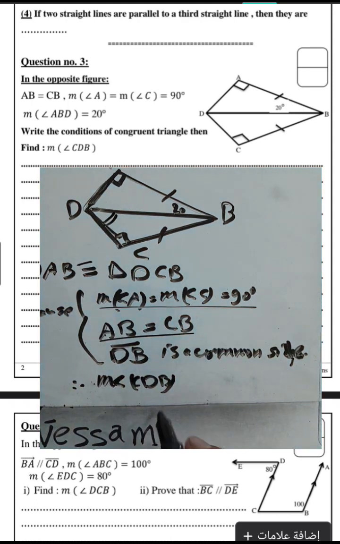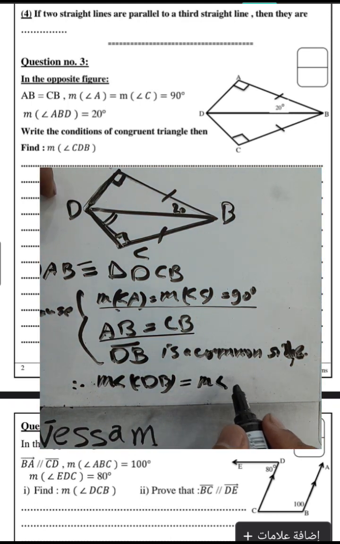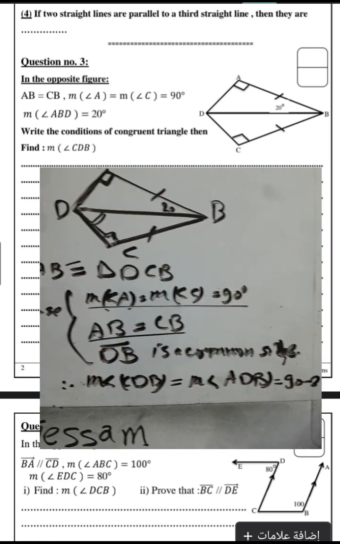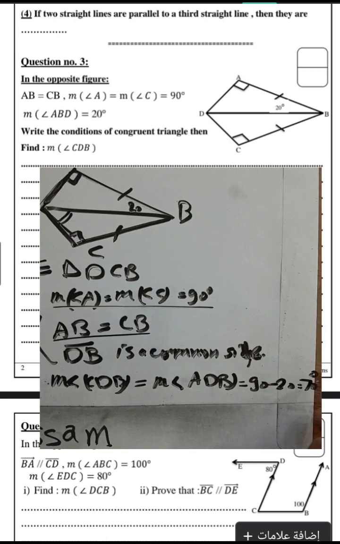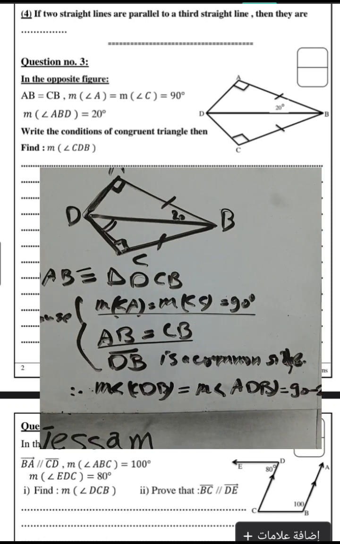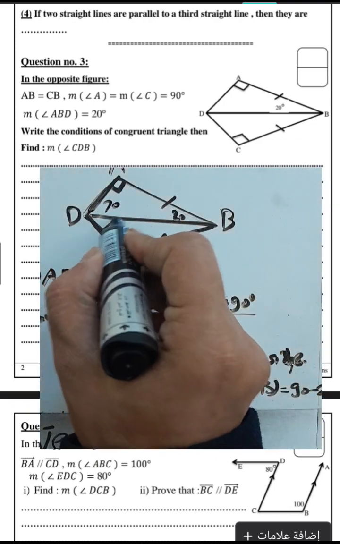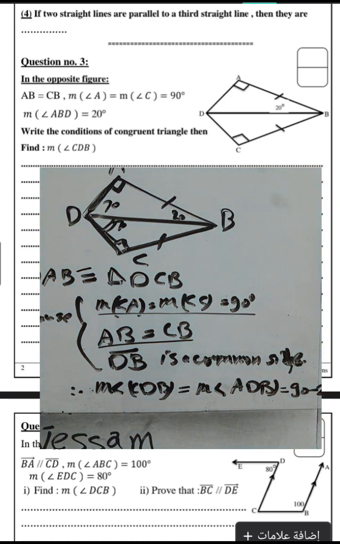We can find this angle. It will be equal to the measure of angle ADB, which equals 90 subtract 20, equal to 70 degrees. The result here will be 70 degrees, because this angle will be 70 and this angle will be 70, equal in measure.